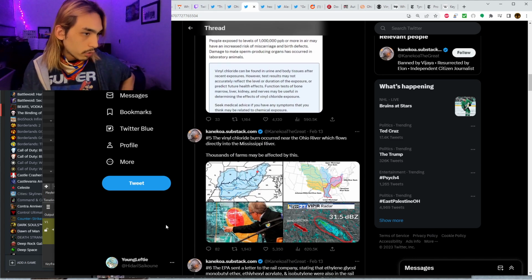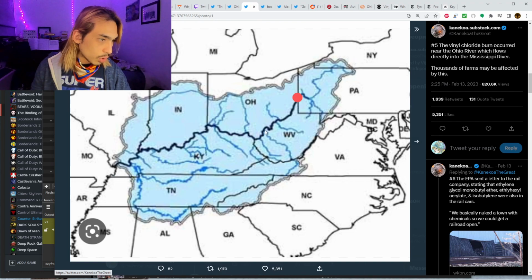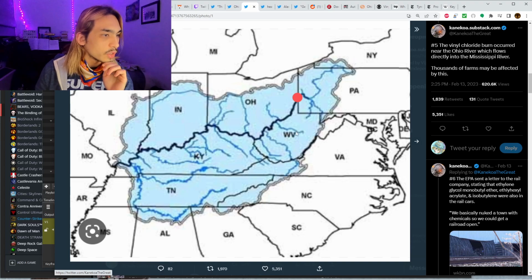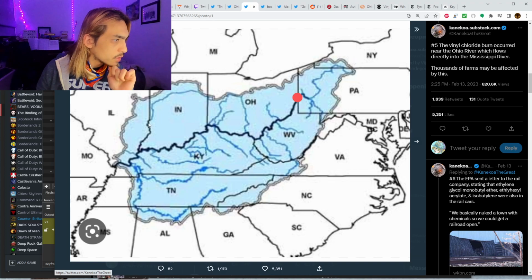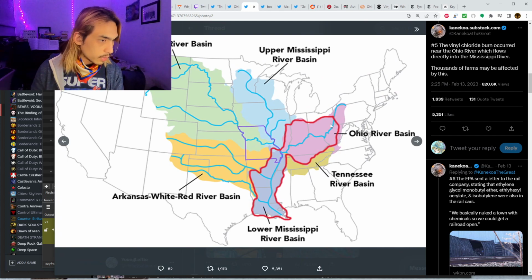The vinyl chloride burn occurred near the Ohio River, which flows into the Mississippi River. Oh gosh. Thousands of farms may be affected by this, because all sorts of industries draw water from these rivers, right? It's right on the border of Ohio and Pennsylvania, right? This is West Virginia. Is this the Mississippi? I should know where the Mississippi River is. I think this is it. Oh, here we go. The Ohio River Basin flows down here, the Tennessee River Basin. So yeah, it could flow all the way down to New Orleans, possibly.